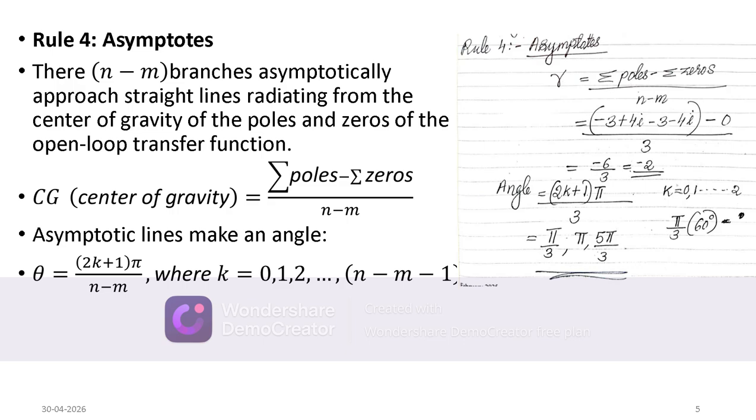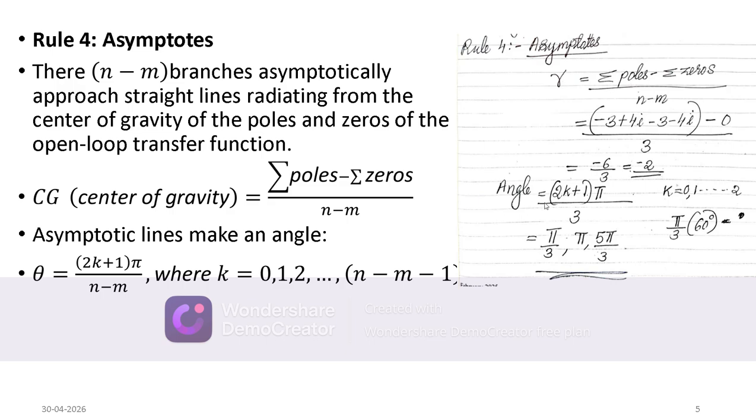Okay, so we are getting some information after plotting the asymptotes. So we are getting information about how the locus looks. In order to find the center of gravity in this question, the center of gravity or centroid, which can be represented with the letter gamma, is sum of poles minus sum of zeros divided by n minus m. I substituted all the values and finally I am getting the center of gravity as minus 2.